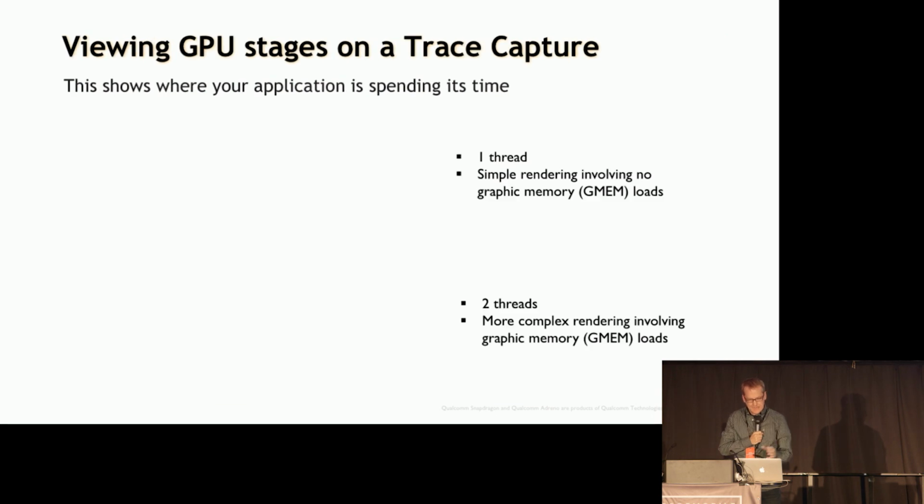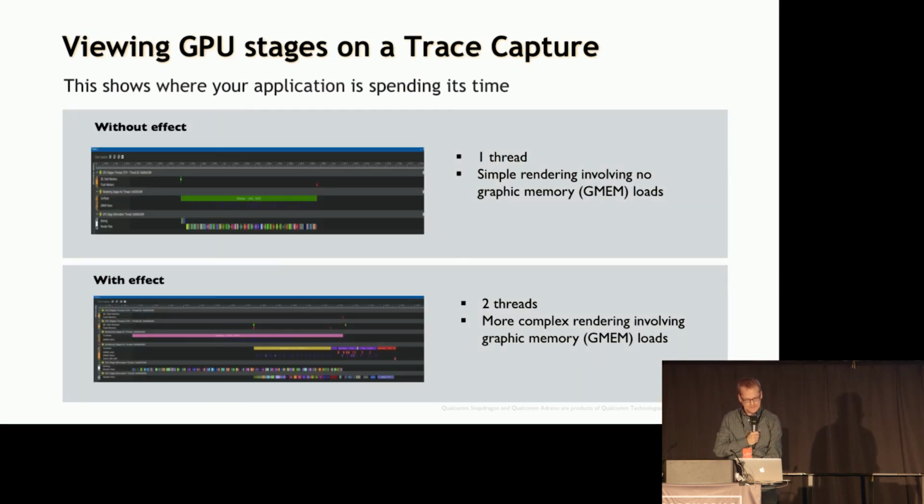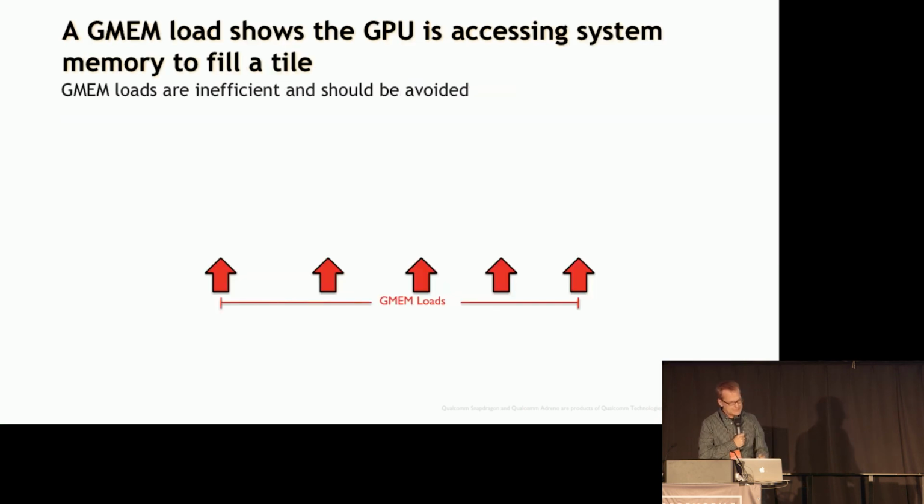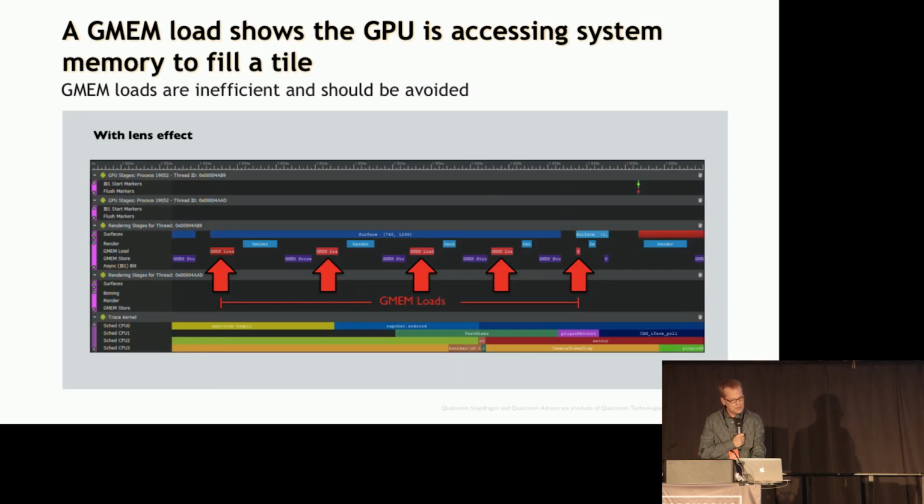For fun, we captured a trace on an app with 200 million daily users. So this is an extremely popular app. And we tried some different settings. When the effects were enabled, we noticed that 2 threads were used, which is not a problem in itself, but we noticed a lot of GMEM loads. GMEM loads are basically when the GPU is accessing system memory to fill a tile. And this is something you want to avoid.